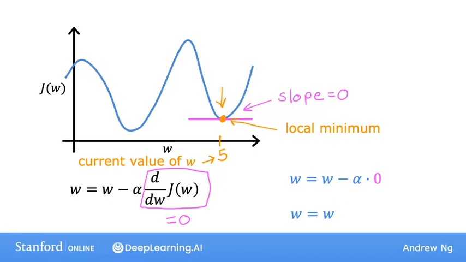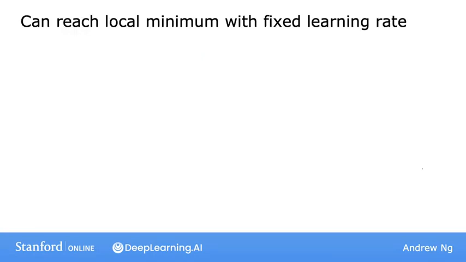So concretely, let's say the current value of w is 5 and alpha is 0.1. After one iteration, you update w as w minus alpha times 0, and it is still equal to 5. So if your parameters have already brought you to a local minimum, then further gradient descent steps do absolutely nothing. It doesn't change the parameters, which is what you want, because it keeps the solution at that local minimum. This also explains why gradient descent can reach a local minimum even with a fixed learning rate alpha.